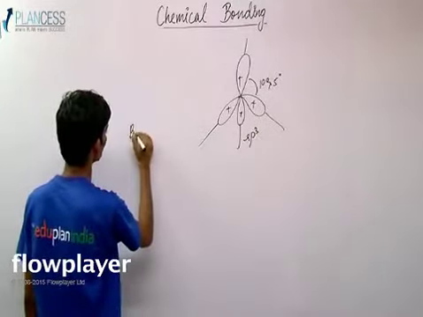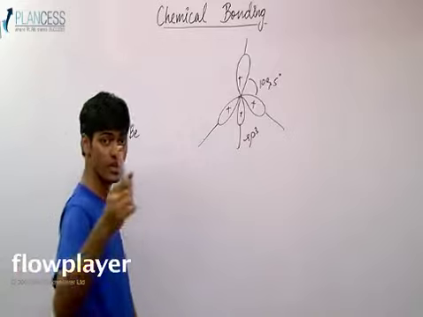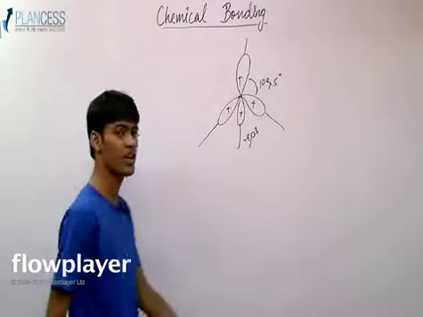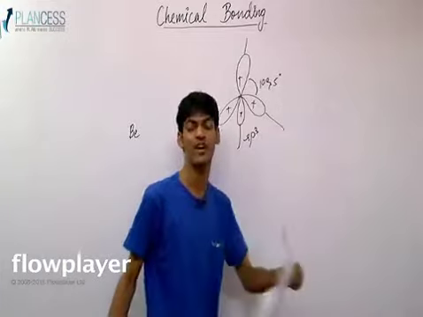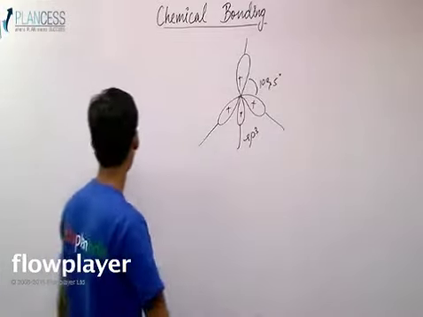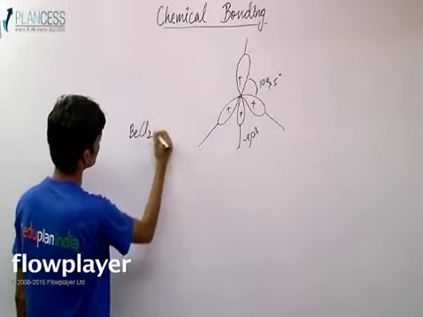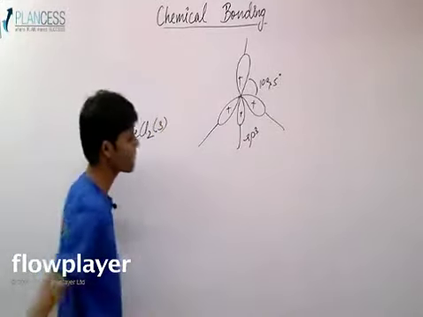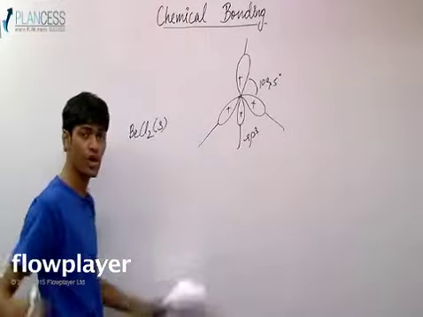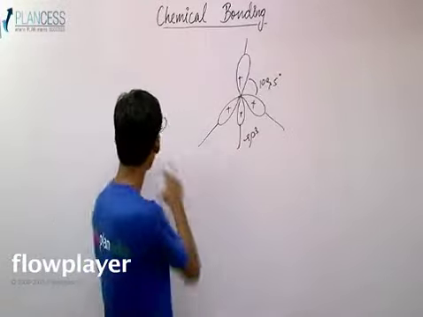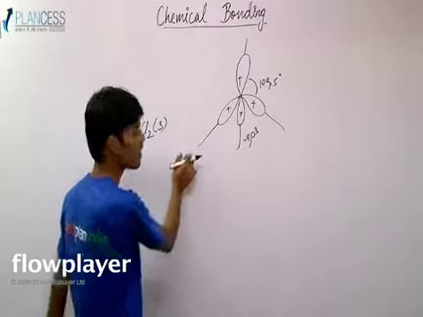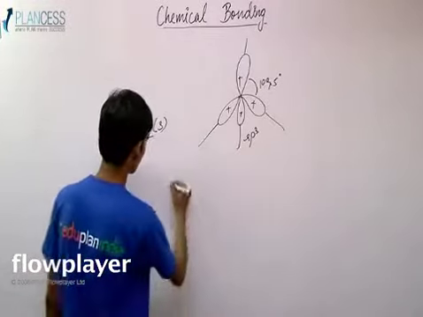You will say BeCl2 is linear, but I have mentioned earlier that it is linear in the gaseous state, and why I am mentioning gaseous, I will explain later in the lecture. So here I am mentioning BeCl2 in the solid form. In the solid form, BeCl2 has vacant p orbitals. In gaseous form 1s and 1p undergo hybridization, but still there are two vacant p orbitals.